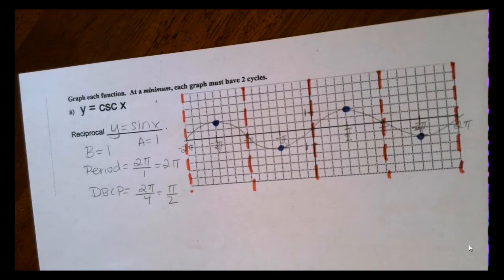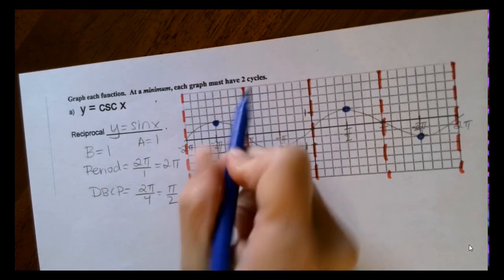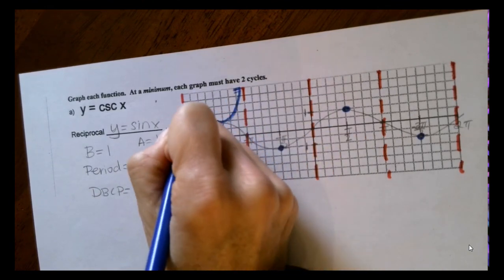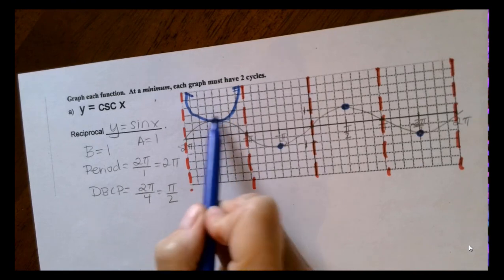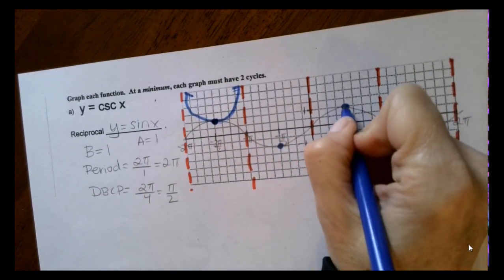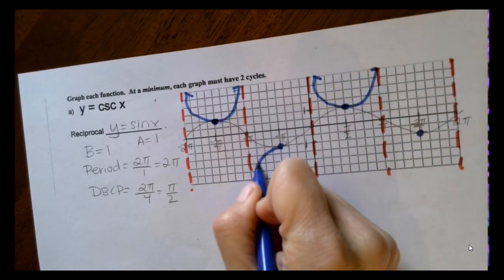The next thing you need to realize is that the reciprocal of a really small number, like 1/8, for instance, the reciprocal of 1/8 is 8. So as this gets closer and closer to 0, its reciprocal is going to get bigger and bigger. So here's what happens. Each of these go in the opposite direction. So you have these little U's here, and then these ones are going to go down.